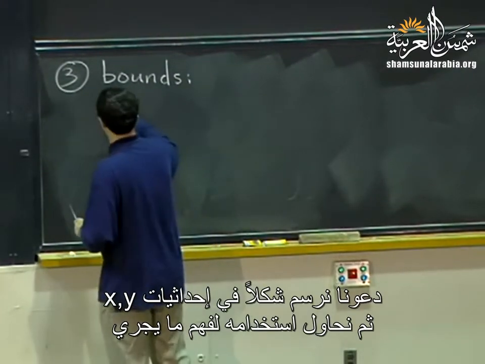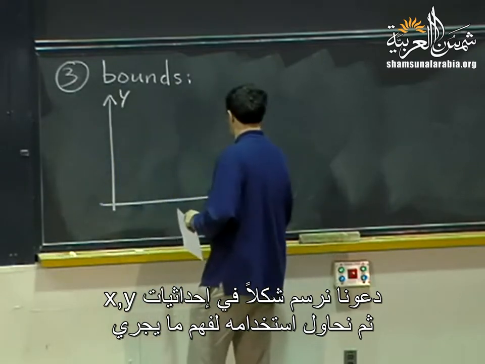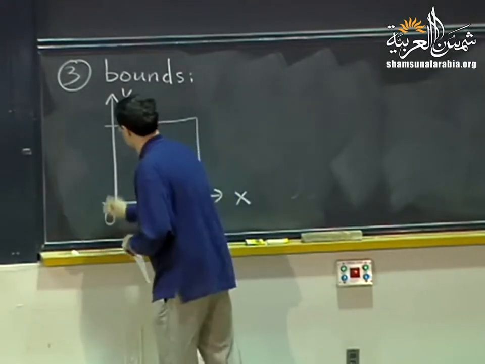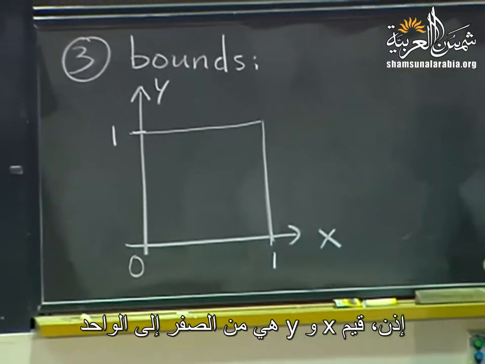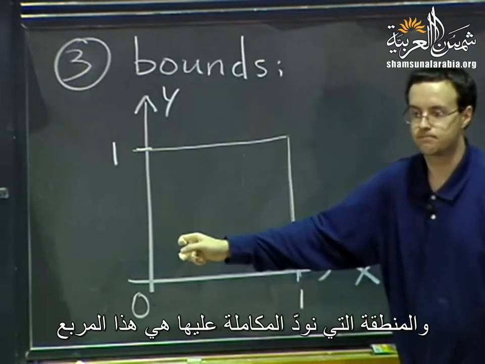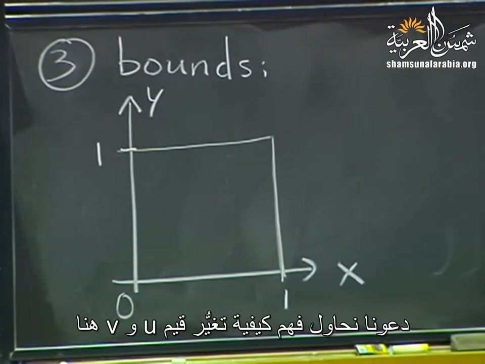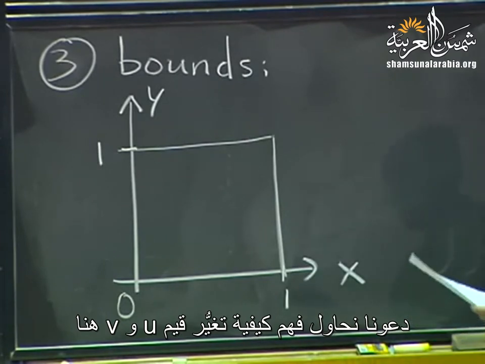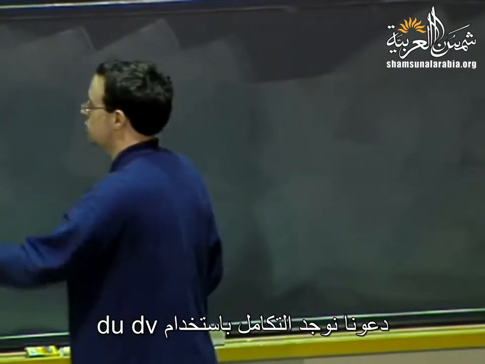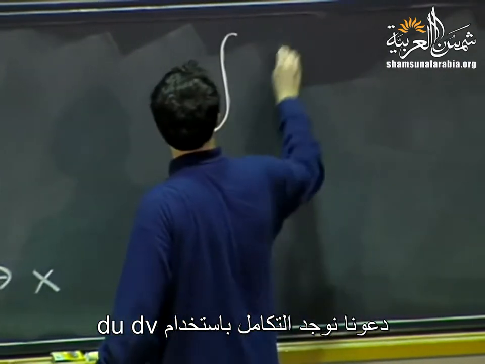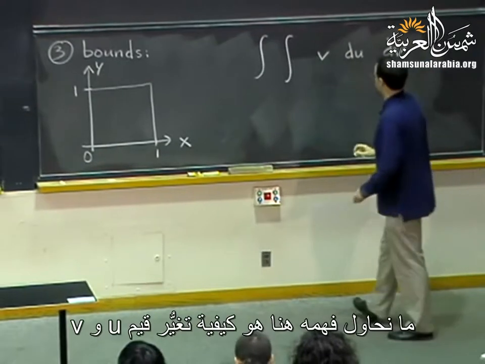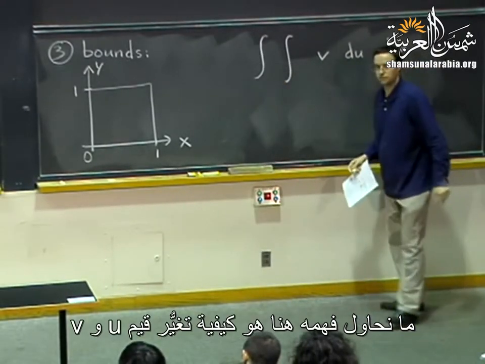Let me draw a picture in xy coordinates and try to understand things using that. So x and y go from 0 to 1. The region that we want to integrate over was just this square. Let's try to figure out how u and v vary in there. Let's say we're going to do it du dv. What we want to understand is how u and v vary in here.